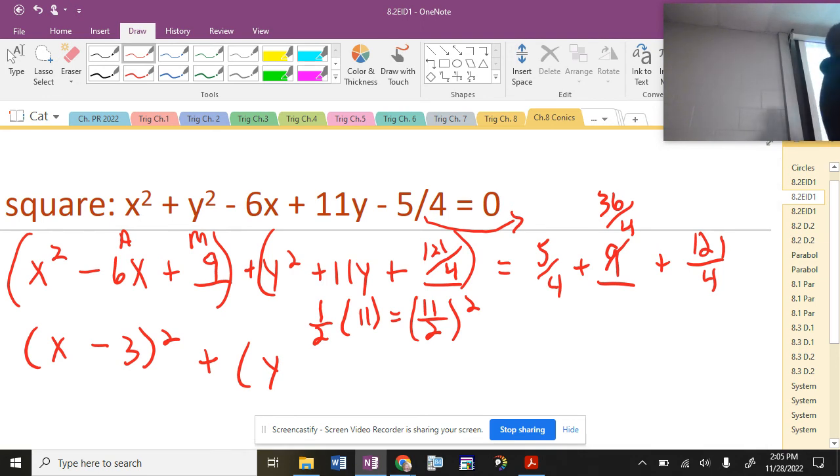Okay, and then what multiplies to 121/4 and adds to 11? 3, 2, 1, go. The number's staring at you on the page. 3, 2, 1, go.